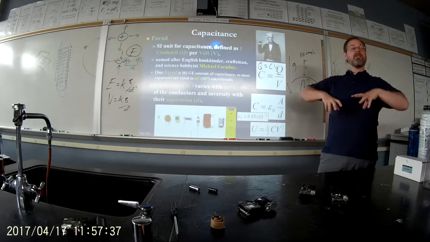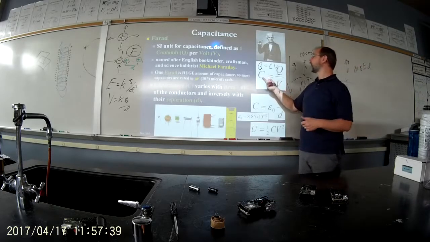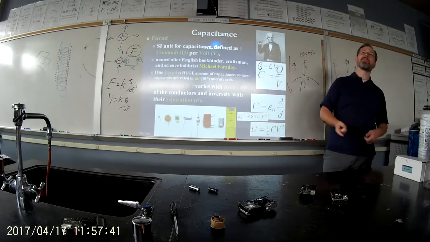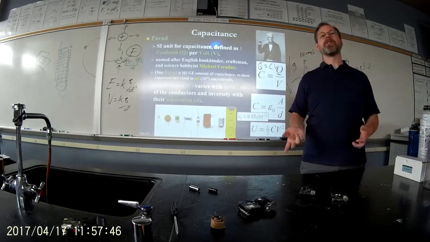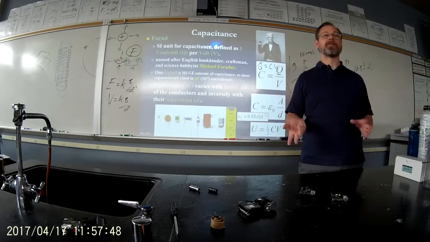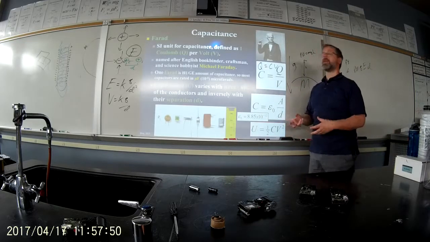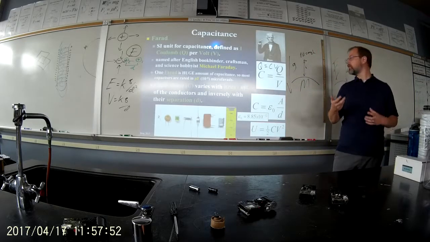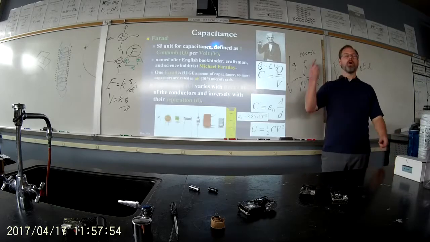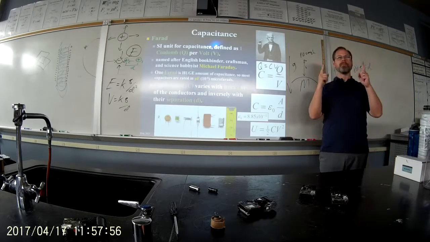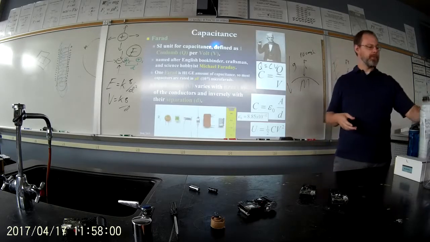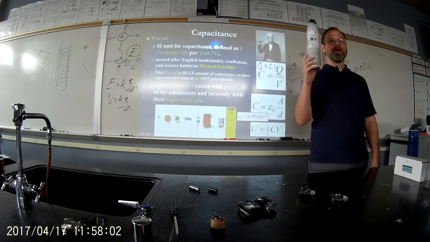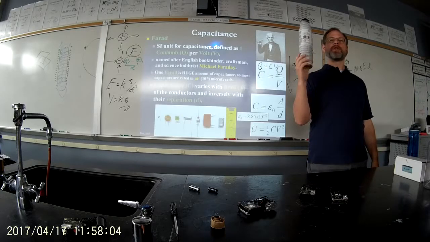So the variable for capacitance is C. The unit for capacitance is the farad. A farad is an enormous amount of capacitance, because a farad is the amount of capacitance you would need to hold 1 coulomb at 1 volt. And a coulomb's a pretty large amount. So a 1 farad capacitor would be about this big. This going through your chest would kill you easy.